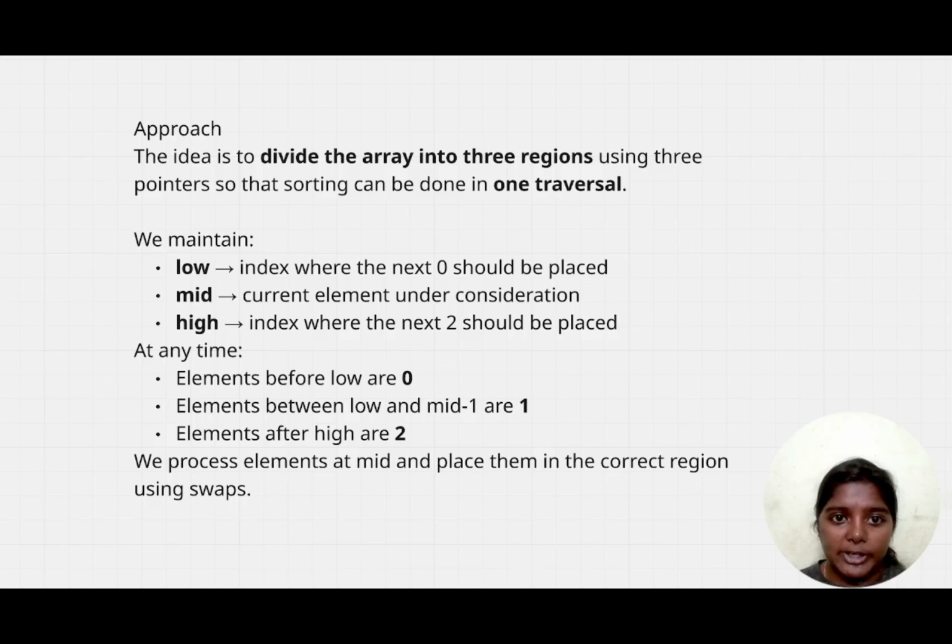By using pointers, the sorting will be done in only one traversal, so only one loop, which makes our time complexity O(n). At any time, the elements before low are 0, the elements between low and mid are 1, and the elements after high are 2. We process the element at mid and place it in the correct region using a swap.